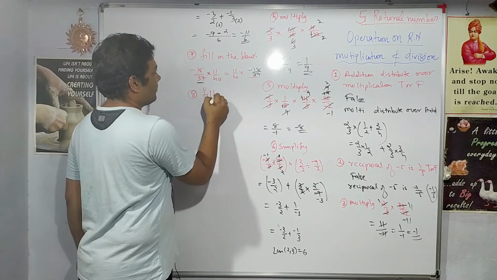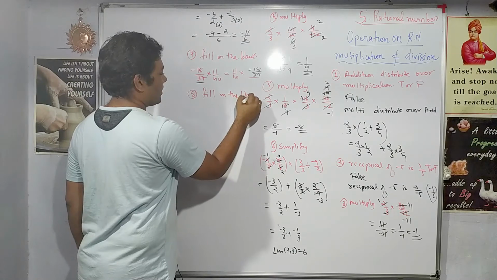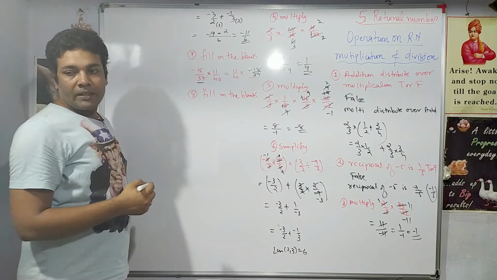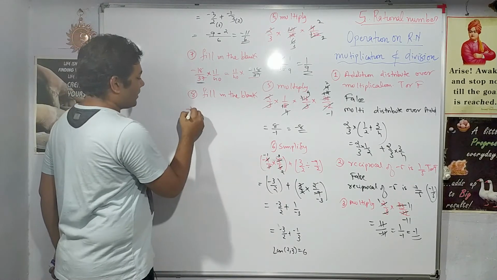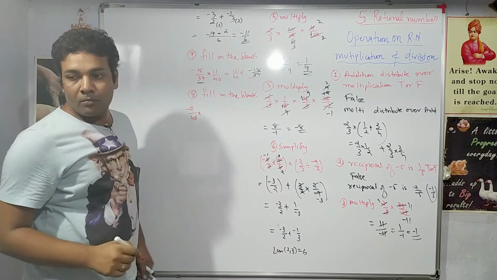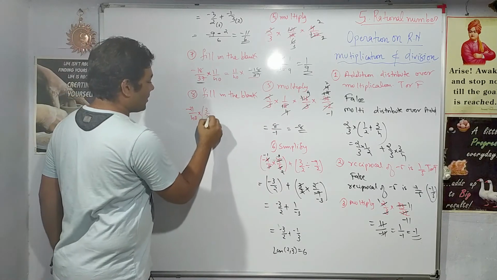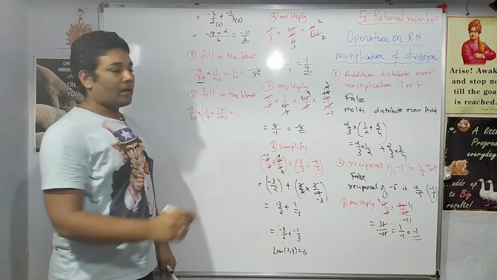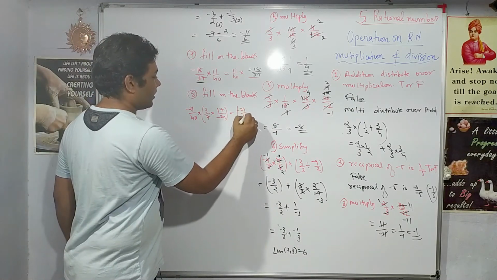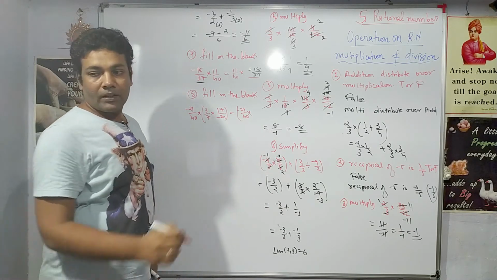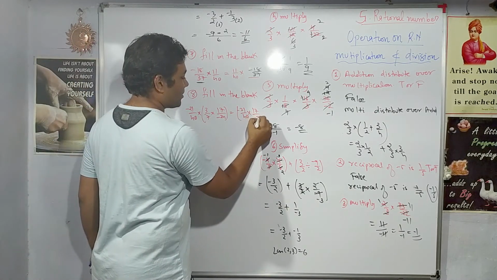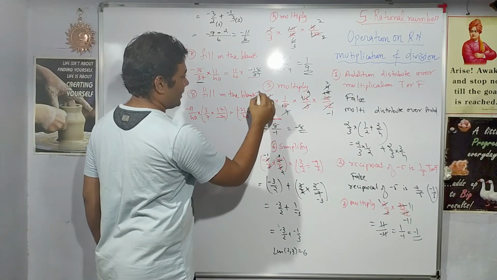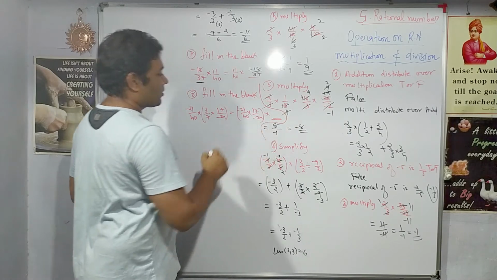Again we'll take one fill in the blank, this time a little bit tough question. What is the question? Minus 21 by 40 multiplied by 3 by 7 multiplied by 17 upon minus 24 equal to minus 21 upon 40 multiplied by 17 by minus 24 multiplied by dash, right? So what will be the answer?